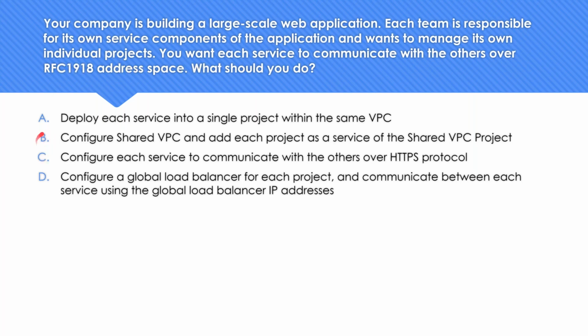But before we confirm B, let's also look into C and D. Option C: configure each service to communicate with the others over the HTTPS protocol. This could sometimes be an overkill, because whenever you introduce encryption, you are going to have additional overhead. That's one important thing. And there is not much detail on how you're going to communicate. Just over HTTPS is not enough, I would say. Whether it's going to be an internal IP address or an external IP address.